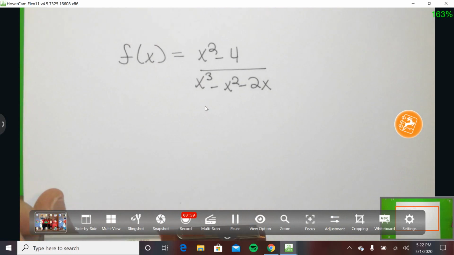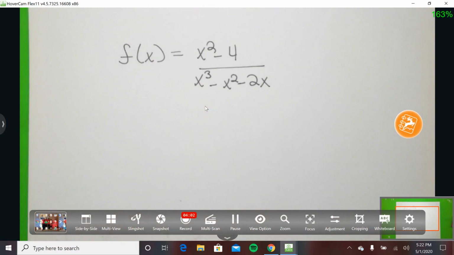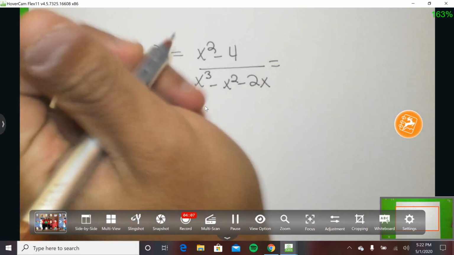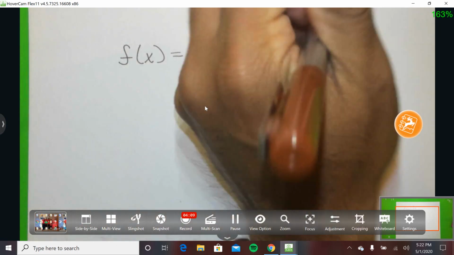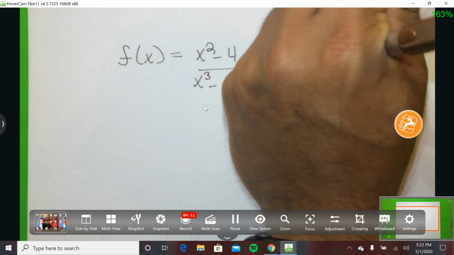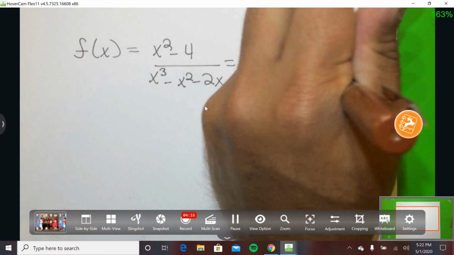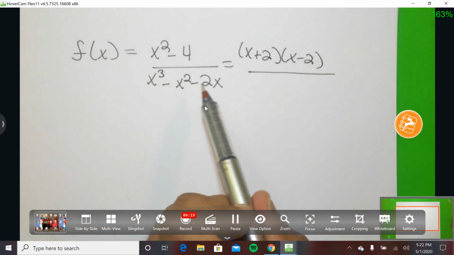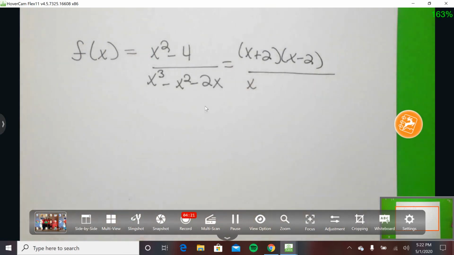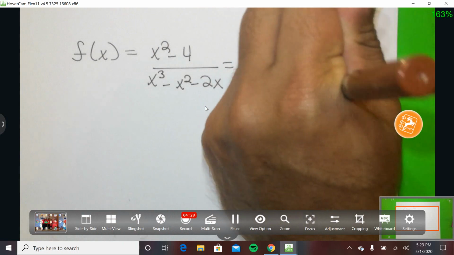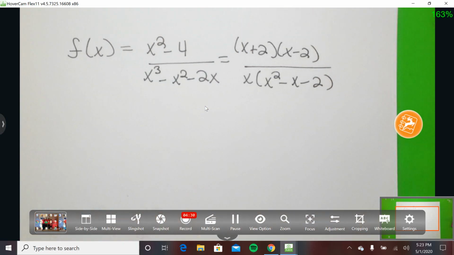Alright. So what we're going to do here is factor. Every time you have a rational expression or a rational function, factor it out. On the top we have a difference of squares: x plus 2, x minus 2. On the bottom though, that x can be factored out first, and so you have a quadratic in there, which is going to be x squared minus x minus 2. You're still not done yet because this quadratic right here can still be factored.